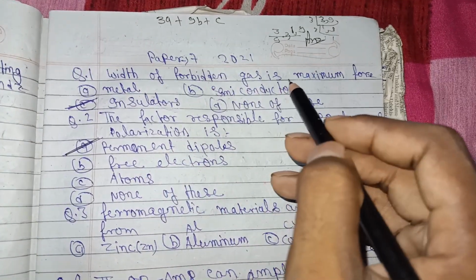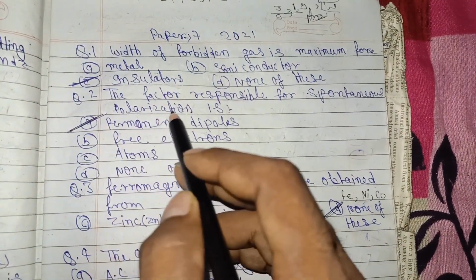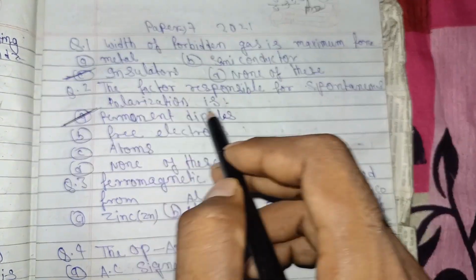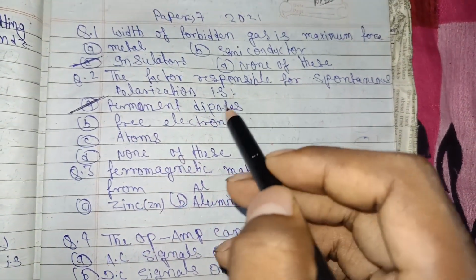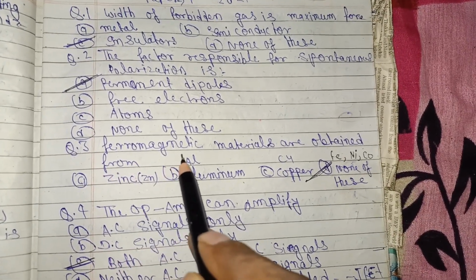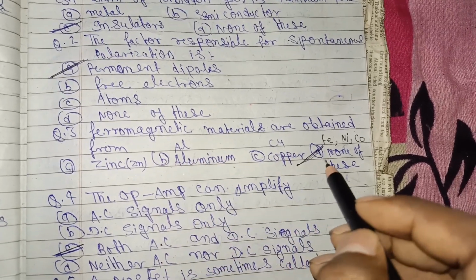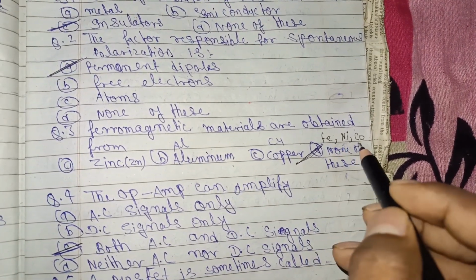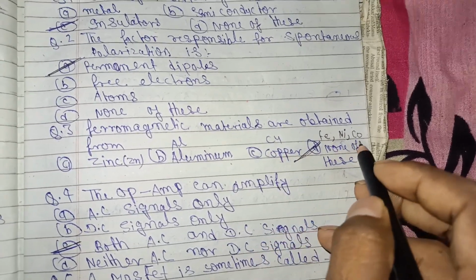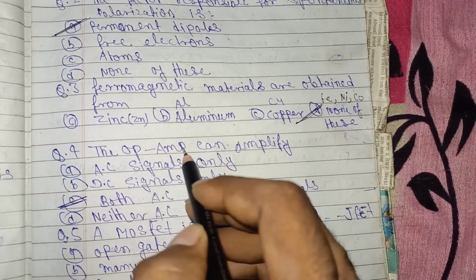Paper 7, 2021. Question 1: the forbidden gap is maximum for insulator. Question 2: the factor responsible for spontaneous polarization is permanent dipoles. Question number 3: ferromagnetic materials are obtained from none of these, because Fe, Ni and Co are not present. This is copper, Cu, not Co, cobalt.